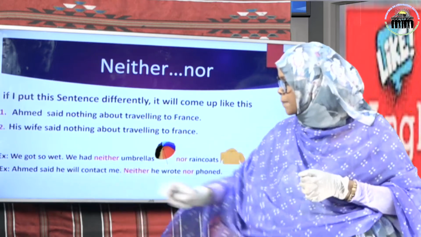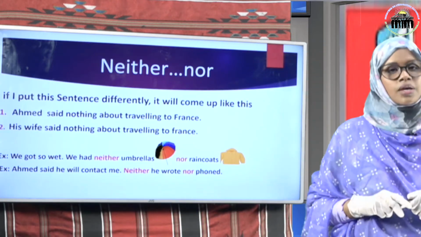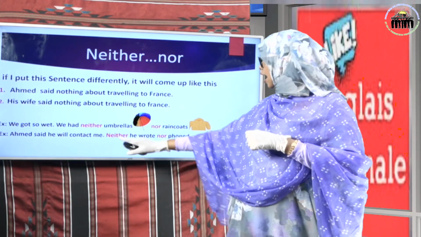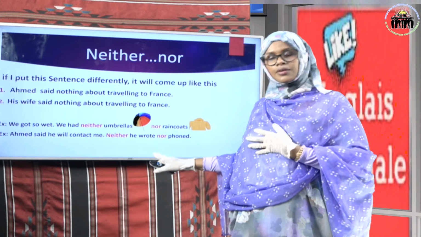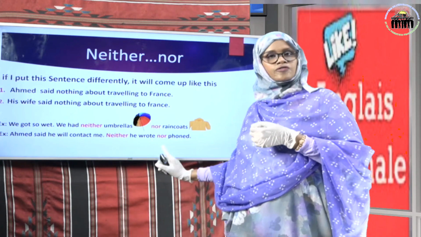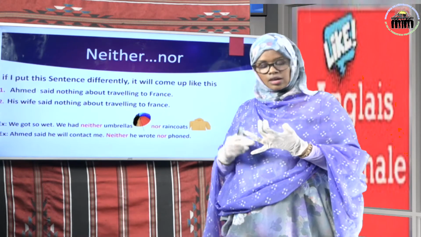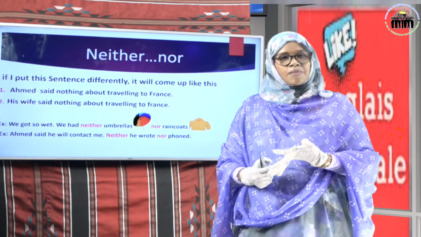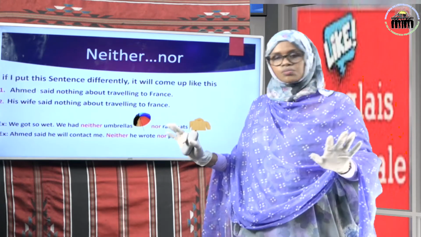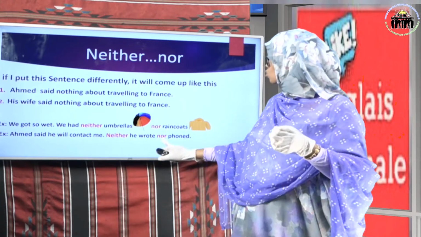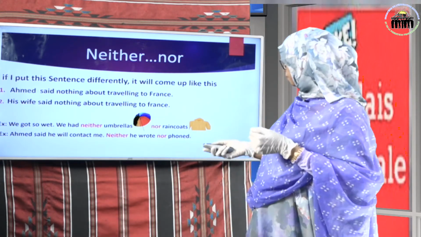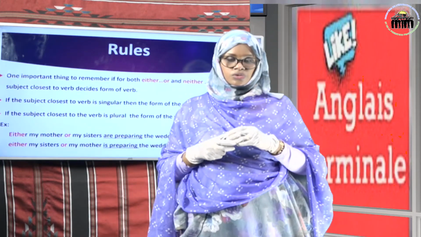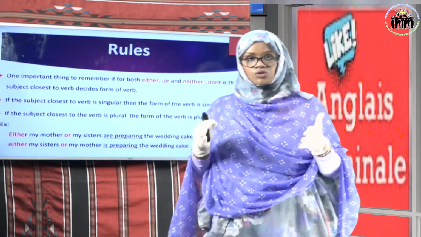Another example. Ahmed said he will contact me. Neither he wrote nor phoned. Ahmed didn't write to me. Ahmed didn't phone me. He didn't call me. He didn't write to me a text message or an email. Nothing. He didn't contact me. Neither he wrote nor phoned. See? Okay? So there is one important rule that you need to remember, you need to understand.